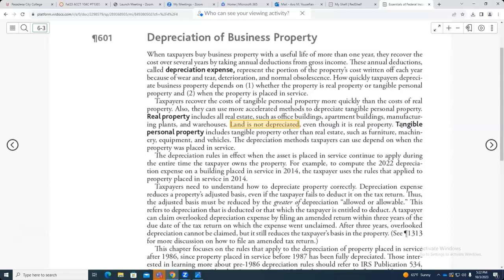So that is real property. Tangible property includes property other than real estate, such as furniture, machinery, equipment, vehicles. Those are all tangible properties. So real properties are buildings, apartment buildings, manufacturing factories, plants, warehouses, land. That's real property. Tangible property is something that is not real, like furniture, machinery, equipment, vehicles.